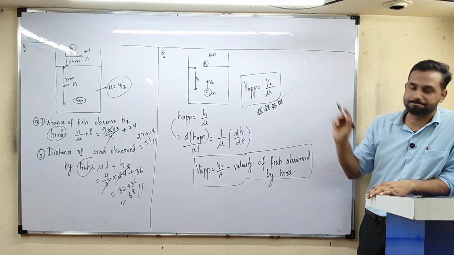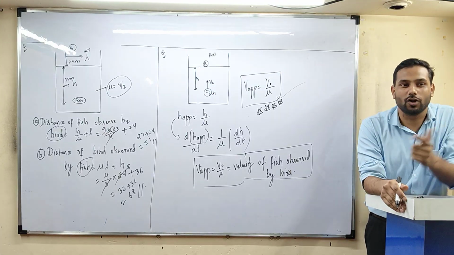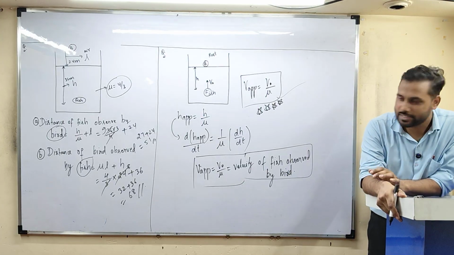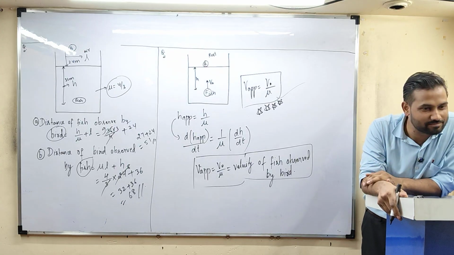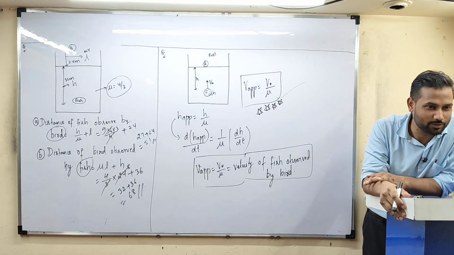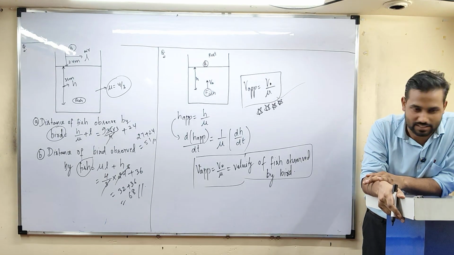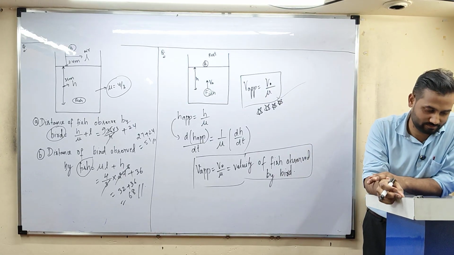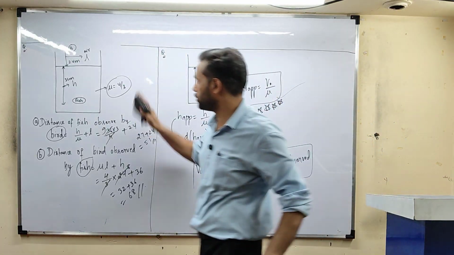You have to remember this one. V apparent, apparent velocity, equals V naught by mu. If you just focus on this formula, you can solve any questions related to this type. It's very simple. Understand the question, put the formula, do some calculations, get the answer. Solve these types of questions with the help of this particular formula. And now let's solve some questions on this formula.